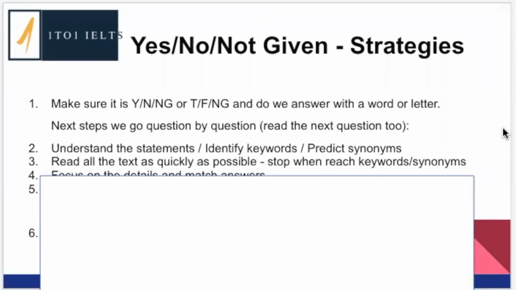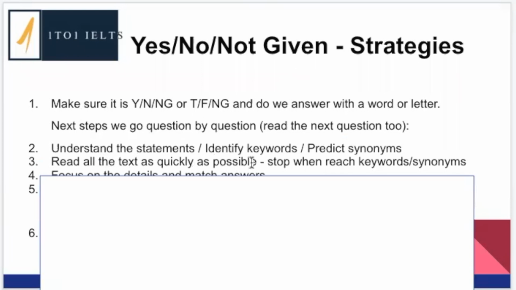That means you have to be able to process it. You're reading quickly, but not too quickly. You've got to actually be able to understand what's coming. With these yes, no, not given questions, they're all in order. So we're going to use that to our advantage because we know that once we find question 1, we know question 2 has to be after that, and subsequently question 3 or question 4 after that.